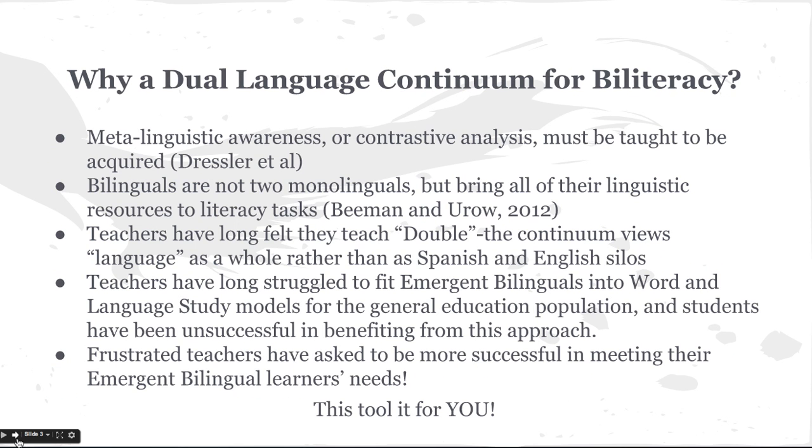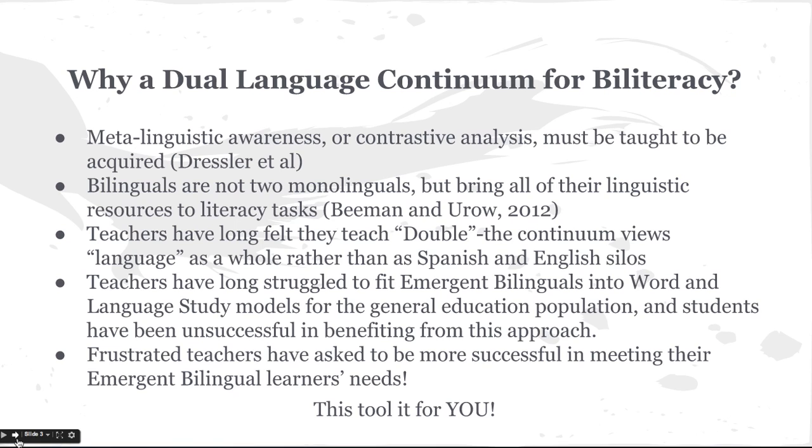So why do we need a dual language continuum for biliteracy? First of all, metalinguistic awareness or contrastive analysis must be taught to be acquired. Then, bilinguals are not two monolinguals, but bring all of their linguistic resources to literacy tasks. Also, many teachers have long felt they teach double. The continuum views language as a whole rather than as Spanish and English silos.